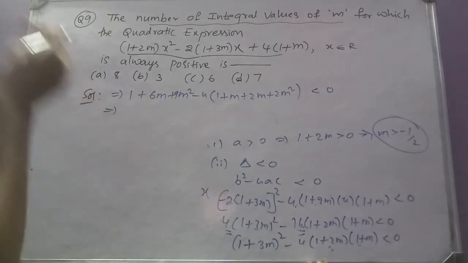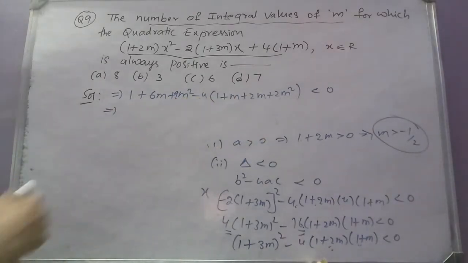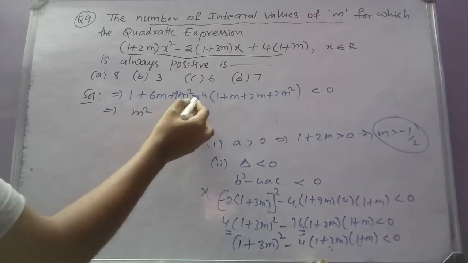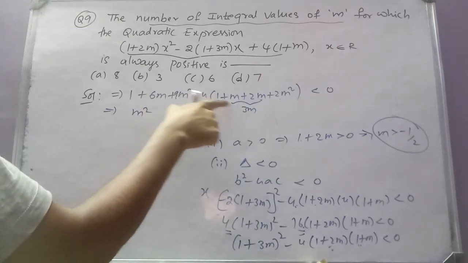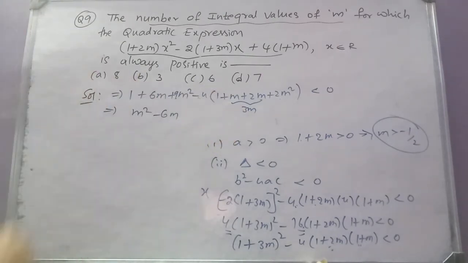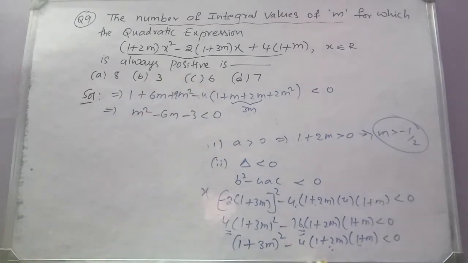A small correction. Next, finally, 9m square minus 4 into 2m square. That means 9m square minus 8m square, you'll get m square. And then 6m, this is 3m, okay? 6m minus 12m is minus 6m. And then 1 minus 4 is minus 3 less than 0.